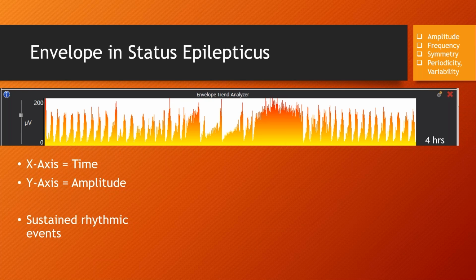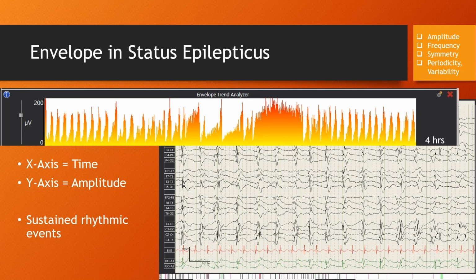In this case, we're looking at status epilepticus. And again, amplitude, symmetry, periodicity. So we can look at this and we can see, okay, we have several events going on here, and we can identify how many of those there are. We refer to the raw EEG to determine exactly what they are. And now we can say during this 4-hour period, we can count exactly how many seizures there are.